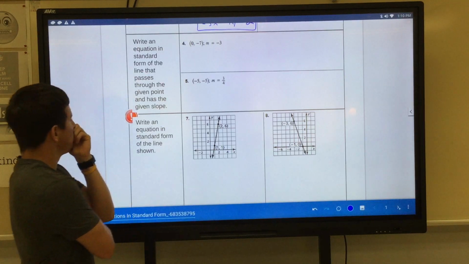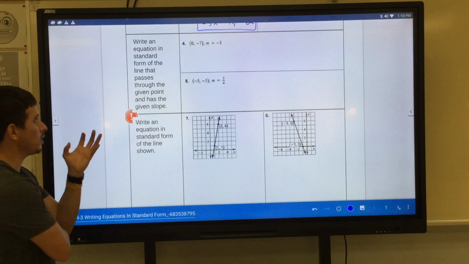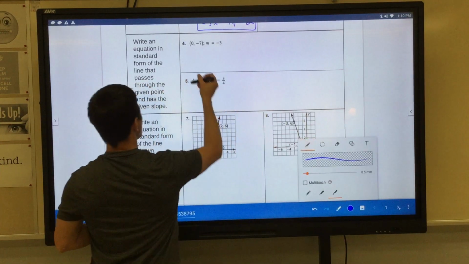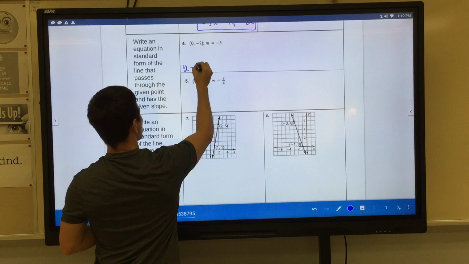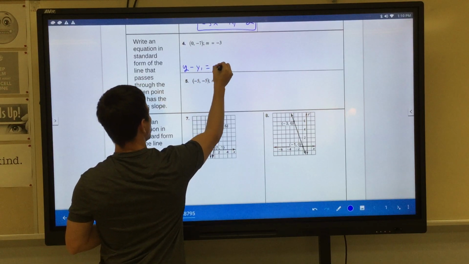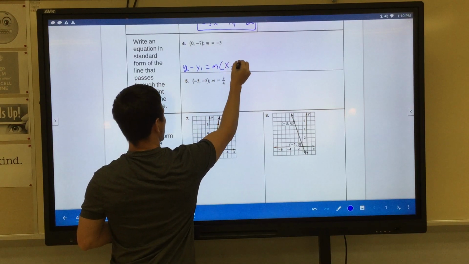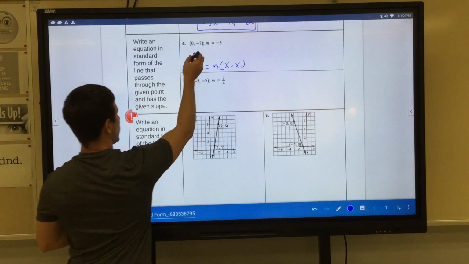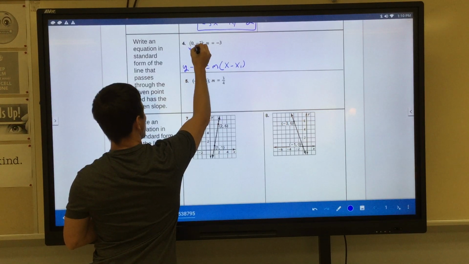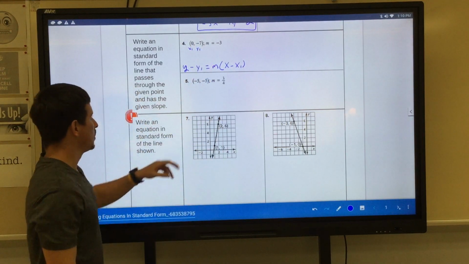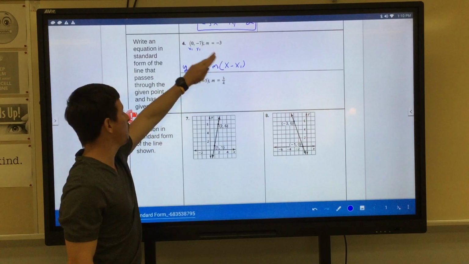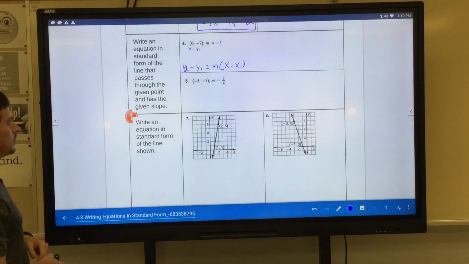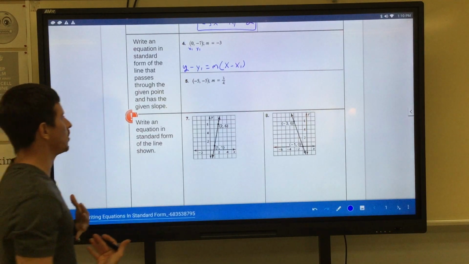Now, if you recall from 4.2, we learned of this equation called the point slope. Now the point slope is this. Y minus y1 is equal to m parentheses x minus x1. Where the x1 and the y1 both come from the ordered pair that you have up here. Now remember, to get to this, you must do the opposite. So let's plug in the values that we know.